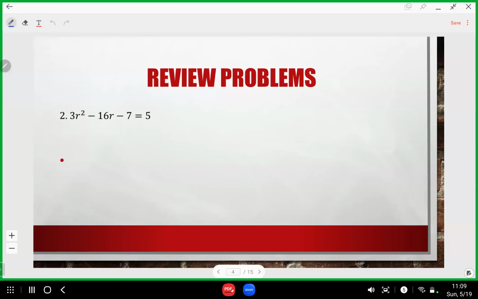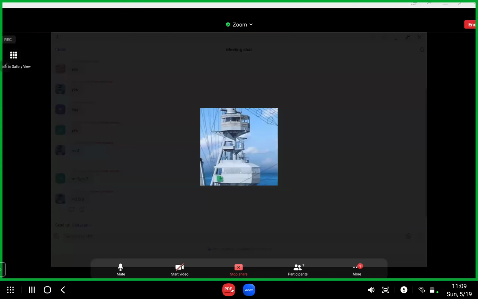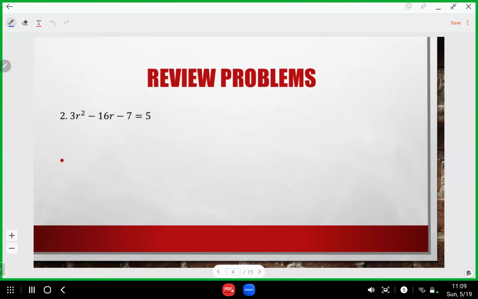Okay, so let's go over this. Okay, so we need to what? Move the 5 to the other side, right? What is this? -12, right? So -12 is equal to 0.